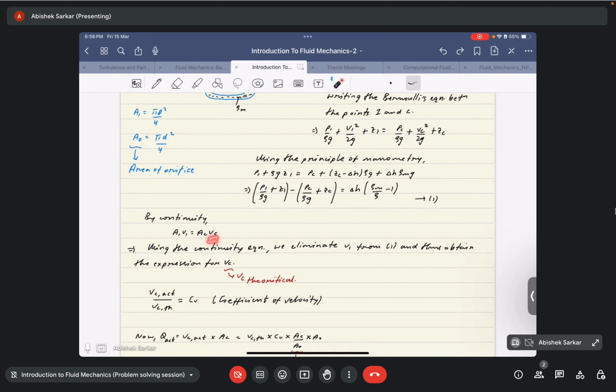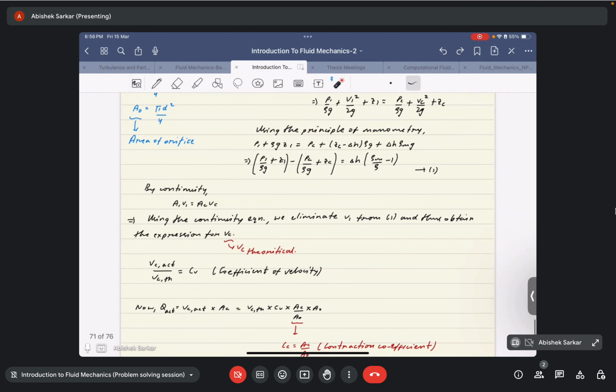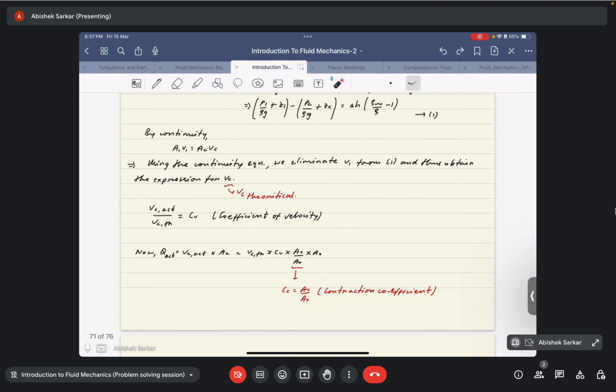Now we substitute the actual velocity at the vena contracta using this relation, so Q actual is equal to VC actual into AC, where VC actual will be equal to CV into VC theoretical, right? So we can write Q actual is equal to VC theoretical into CV into AC by A0 into A0. We basically multiply and divide by A0 so that there is a constant value for AC by A0, known as the coefficient of contraction or contraction coefficient, which has particular values for a particular orifice meter given by the particular manufacturer, found again using various empirical methods.